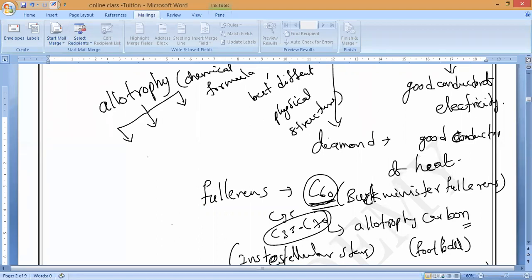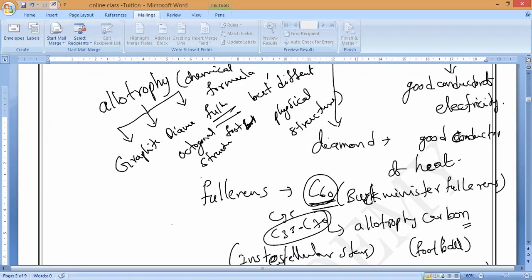Please, all of you remember. Now, two main examples: graphite, second one is diamond. Next one is fullerenes. Remember, fullerenes are spherical, football shape. Now, diamond is in hepta plus hepta, octagonal structure. Tetra plus tetra will become octagonal structure.